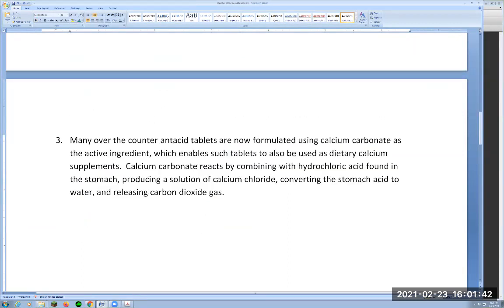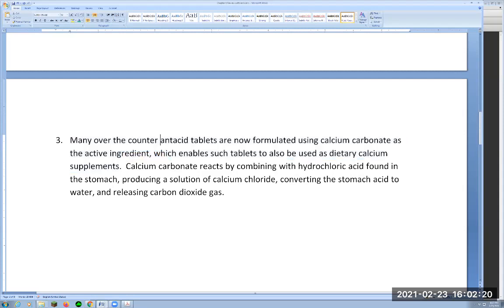So question 3: many over-the-counter anti-acid tablets are now formulated using calcium carbonate as the active ingredient, which enables such tablets to also be used as dietary calcium supplements. Calcium carbonate reacts by combining with hydrochloric acid found in the stomach, producing a solution of calcium chloride, converting the stomach acid to water and releasing carbon dioxide gas. So the first sentence here is just for your information.